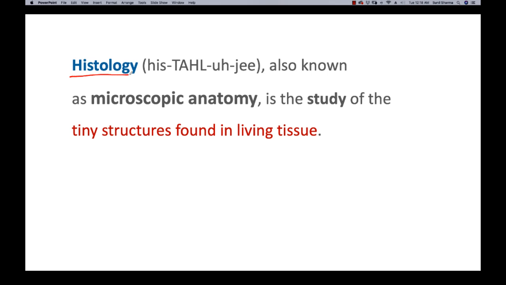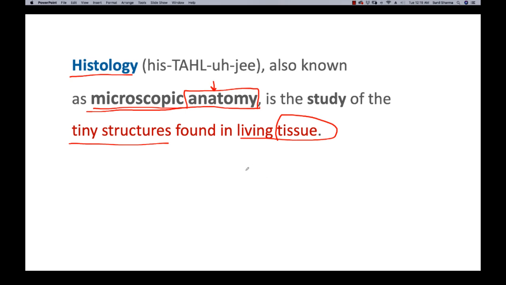Then last we look at histology. Histology, also known as microscopic anatomy. So we are looking at structures, but now on a microscopic level. It is the study of tiny structures found in living tissue. So we're focused on tissue and what microscopic structures those tissues have, which is where we talk about histology.